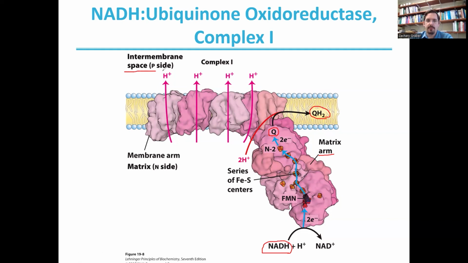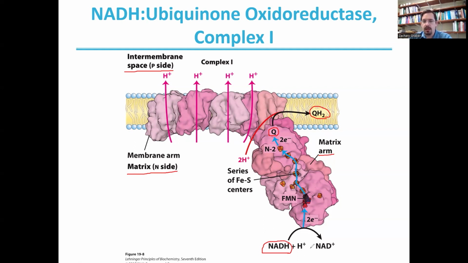So we have our intermembrane space marked as the P side out here, and then our protein stretching out into the matrix side. Again, the matrix side is where all of our reactions occur with our citric acid cycle, as well as fatty acid oxidation. That's then producing that NADH and FADH2 that will be feeding into our electron transport chain.